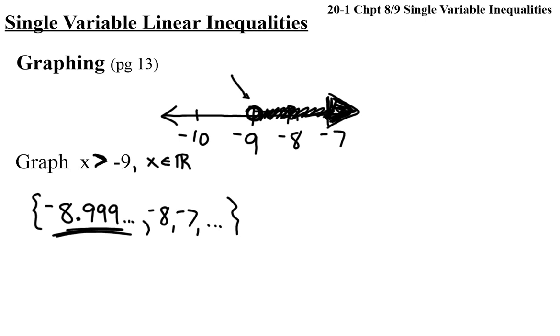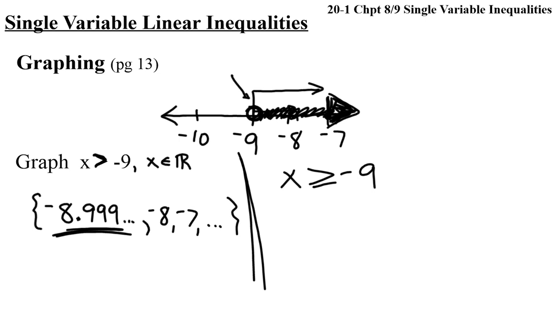You'll see it with the highlighted line. Sometimes you'll see it with an arrow like that. Either way is acceptable, but that's showing we want the values bigger than -9, but the open circle on -9 says don't include it. So how that could change a little bit is if we wanted the x values greater than or equal to -9.